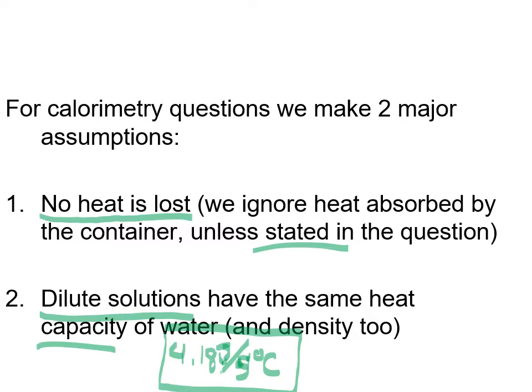The density of water as well. So we're saying that if you have 1 milliliter of water, it's pretty much going to weigh 1 gram. So we're making that assumption that the density of water is pretty much 1 gram per milliliter, and if it's a dilute solution, it's going to have that density as well.